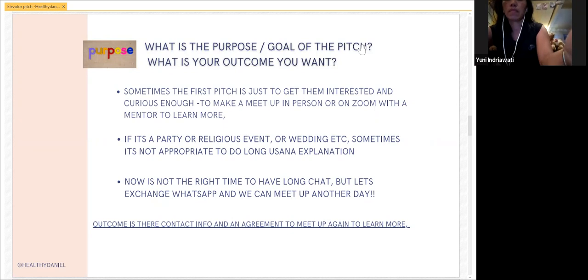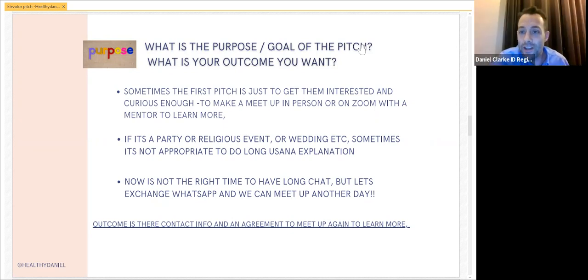So what is important is to get clear that sometimes the first pitch is just to get them interested very fast, make them curious, and to make a time to meet in person or on Zoom, normally with your mentor on the call, or with some sort of tool or document that you want to be using. So your job when you're chatting to someone for the first time is not to sell them Usana. The point is to get them curious, interested, and wanting to know more, and definitely to get their contact number. If you do not get their contact number, then the chances of you finding them again are very hard.